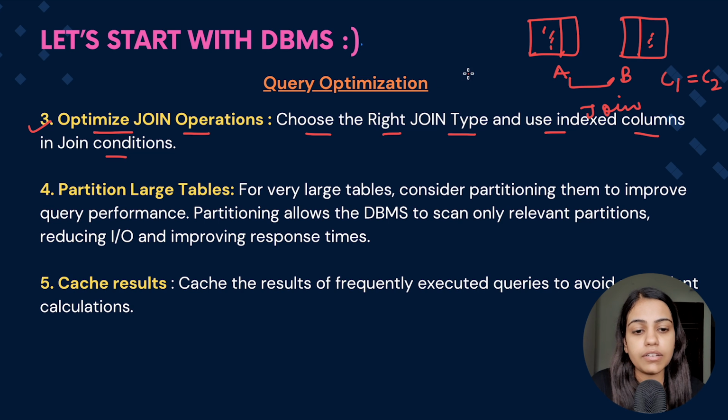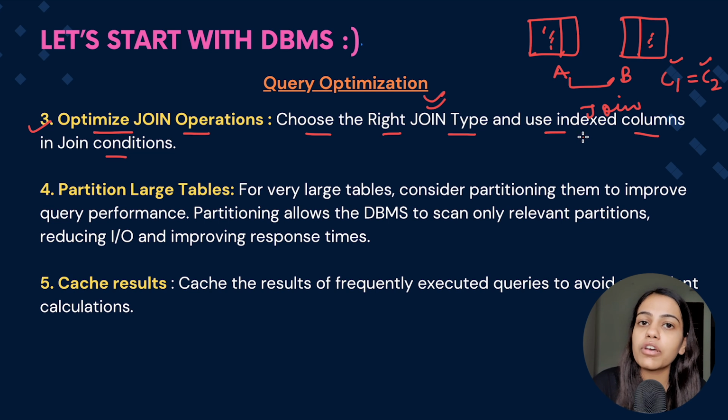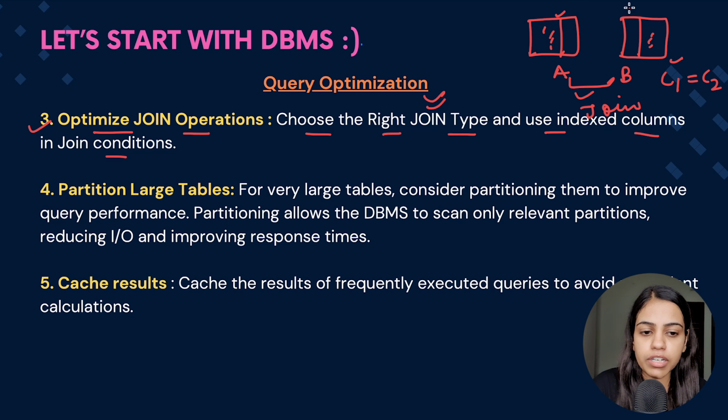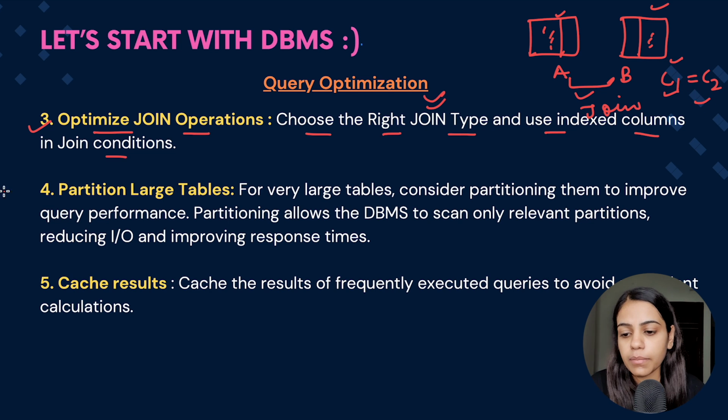Now it says that whenever you are performing the join operation, always take care that you choose the right join type. And second, if you are joining on the basis of some column, always make sure that column is an indexed column so that the number of disk accesses lowers and we can get the query result faster. So we perform a join whenever we want related rows of different tables, and the column on which we are joining should be indexed. Now coming to the fourth point, that is partitioning large tables.